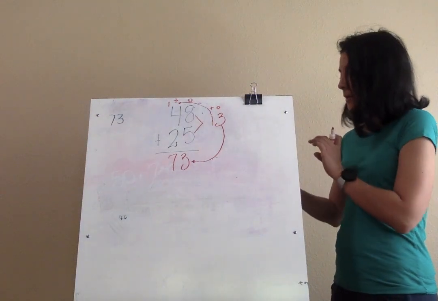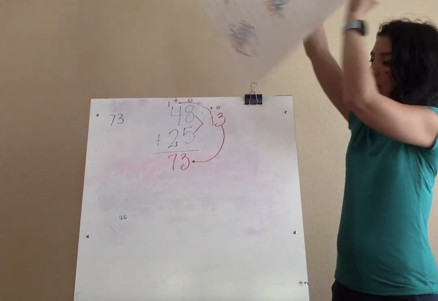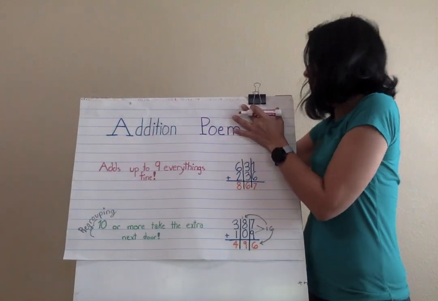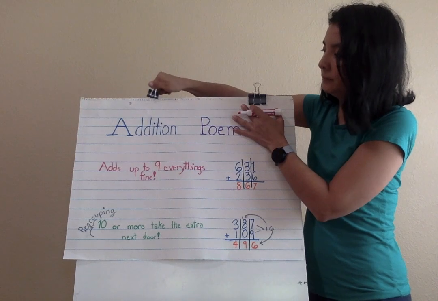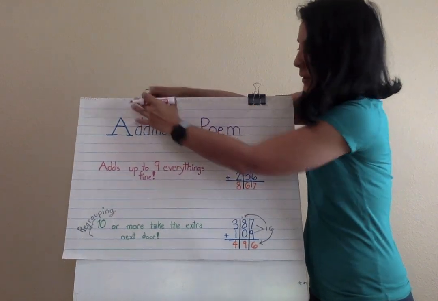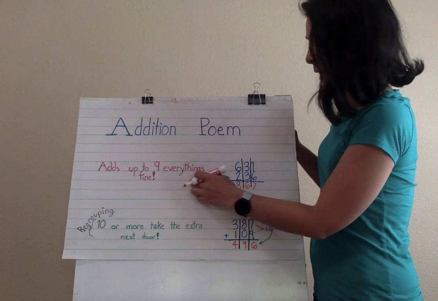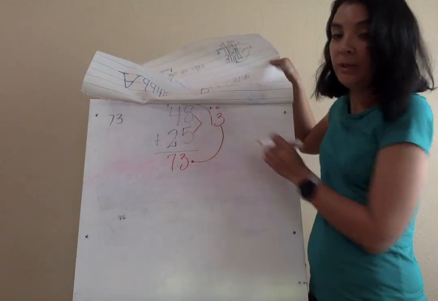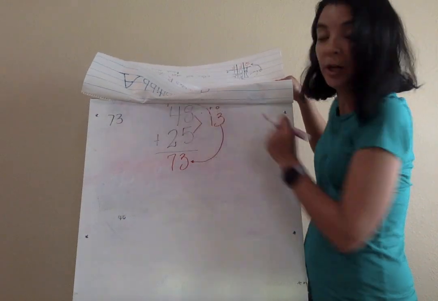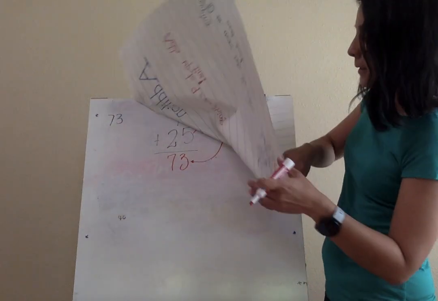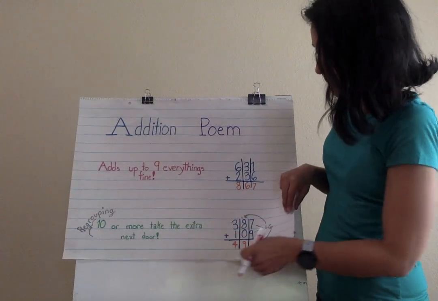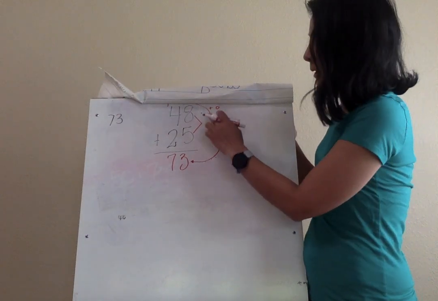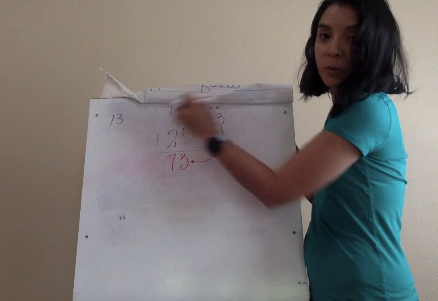I want to share with you a great poem that you guys can use to help you remember this. And we're going to practice this a little bit tomorrow as well. It's the addition poem. If it adds to 9, everything is fine. So, if these numbers would have been 9 or lower, I wouldn't have to carry over, right? If it is 10 or more, take the extra next door. It was 10 or more. It was 13, so I have to take the extra next door.